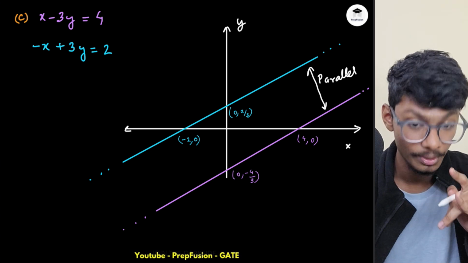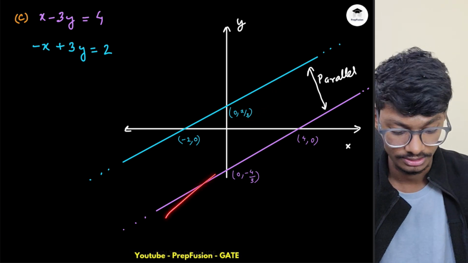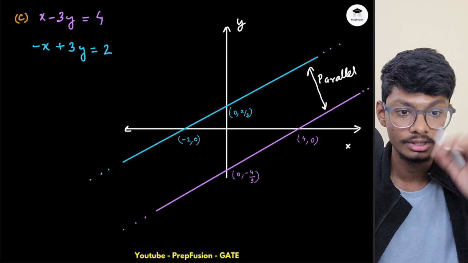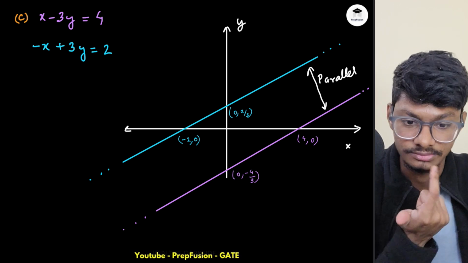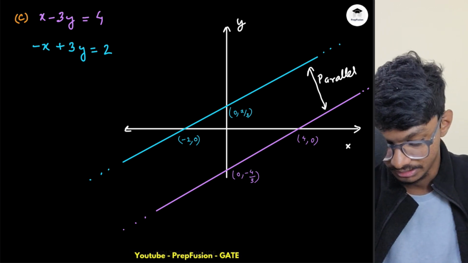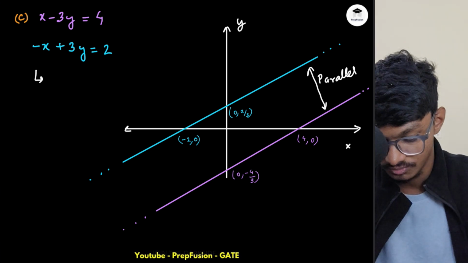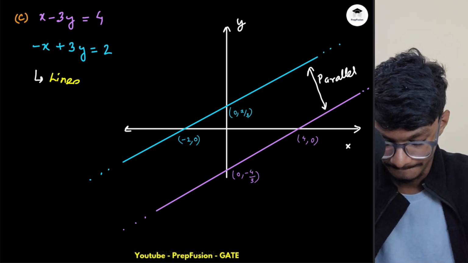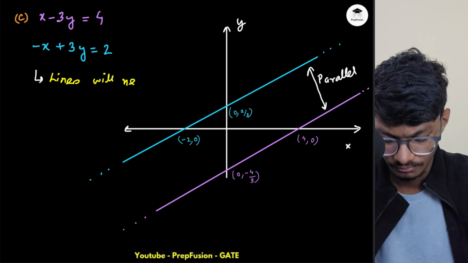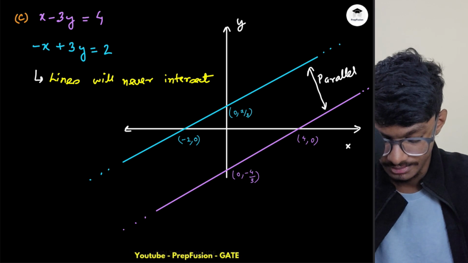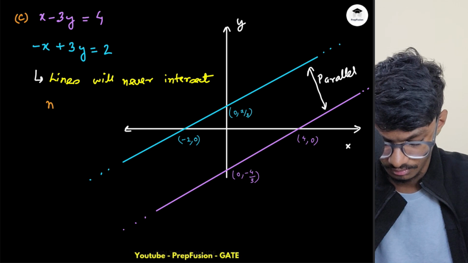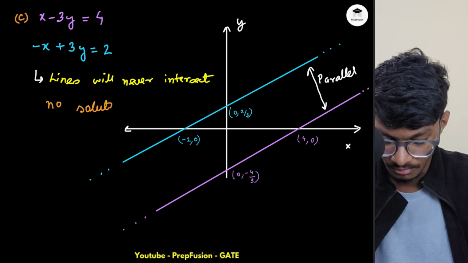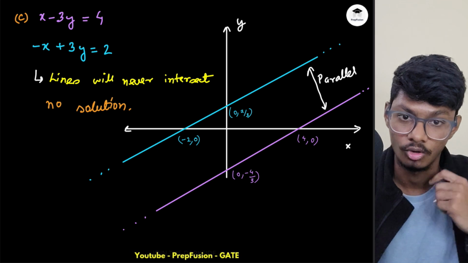That is fine. But the y and x intercepts are different. Obviously, in the previous case they were parallel, but the equations were basically scaled versions of the same equation. Here they are parallel and their x and y intercepts are different, so they will never meet. These two lines will never intersect, hence will not have any solution. No solution. Lines will never intersect, hence will not have any solution.